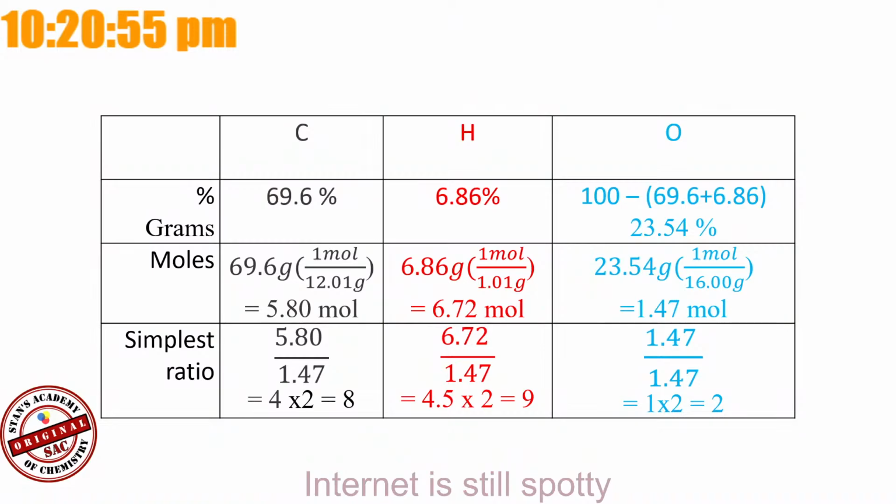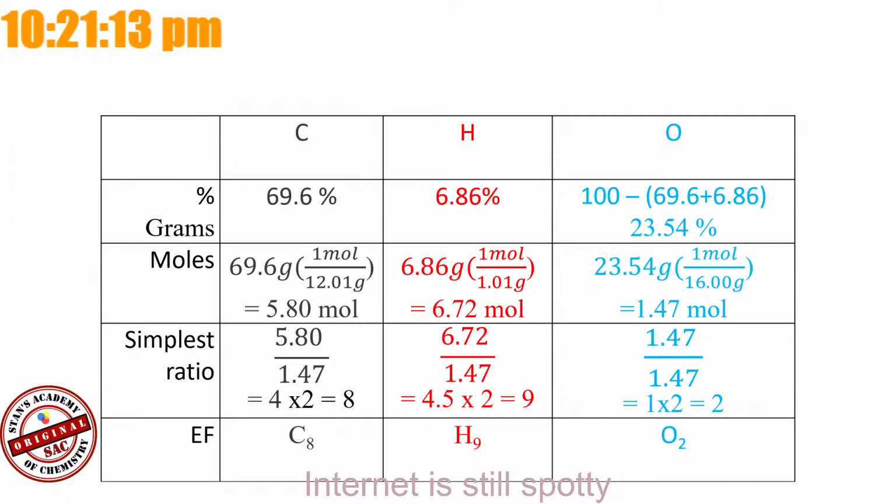So using this, we can write the empirical formula of the compound. C8H9O2 would be the empirical formula, because the simplest ratio tells us it's C8, H9, and O2. So here is the empirical formula for the compound.